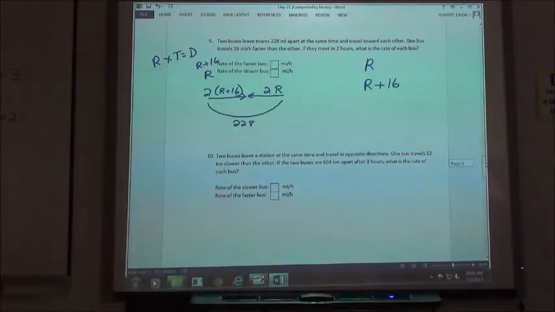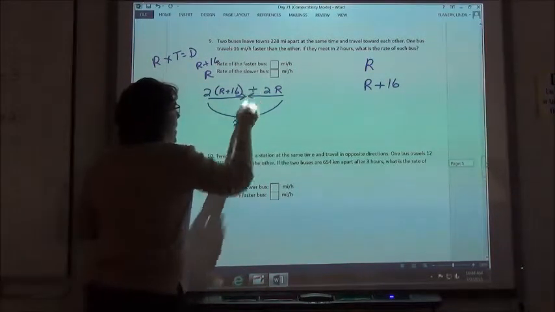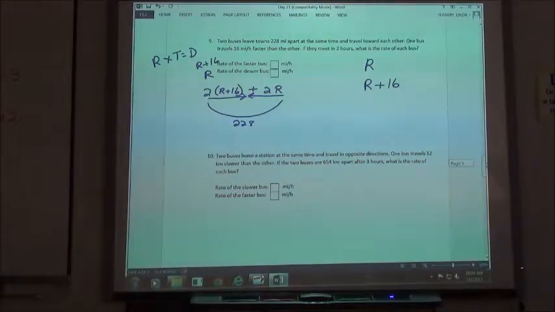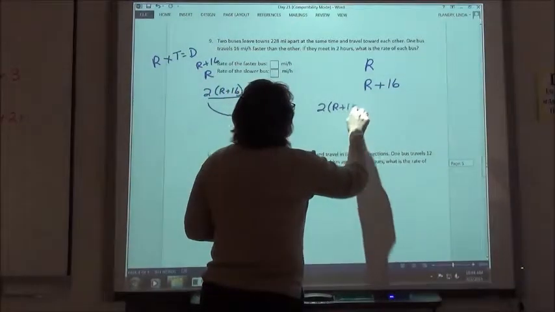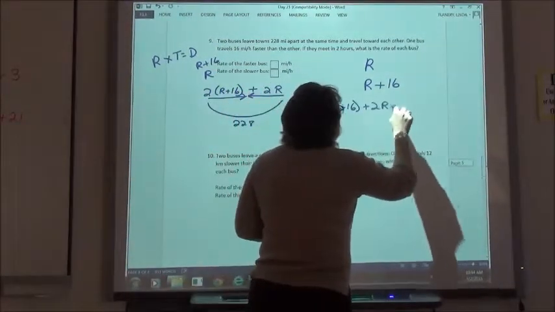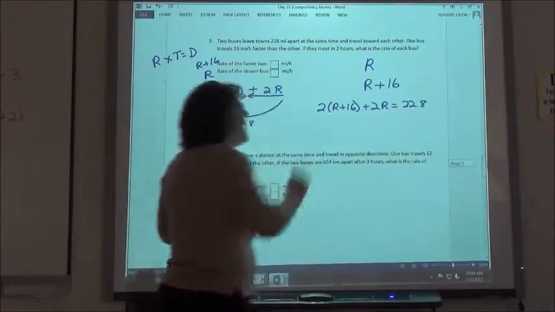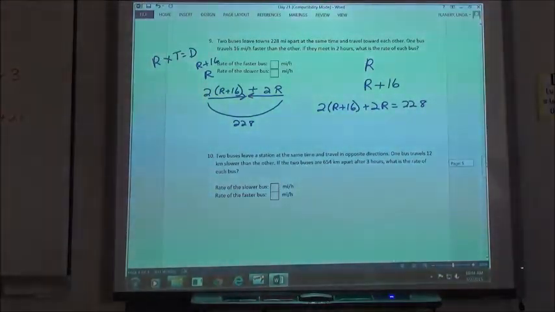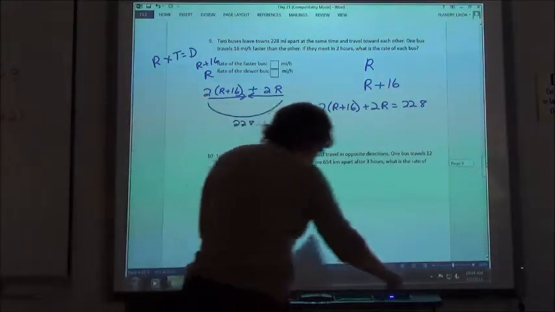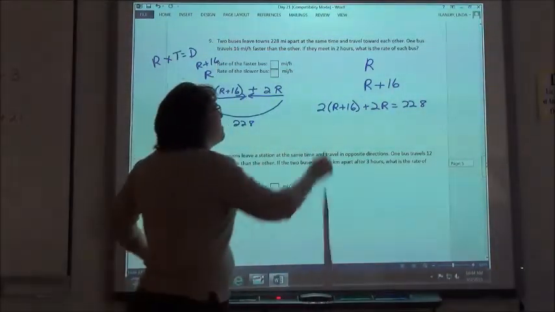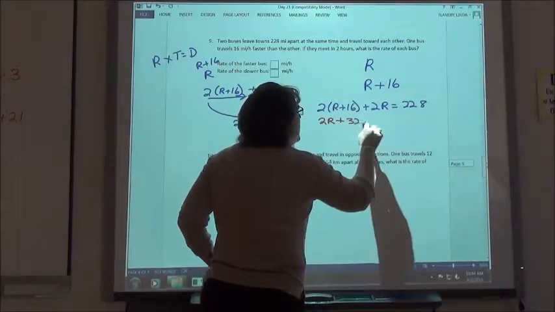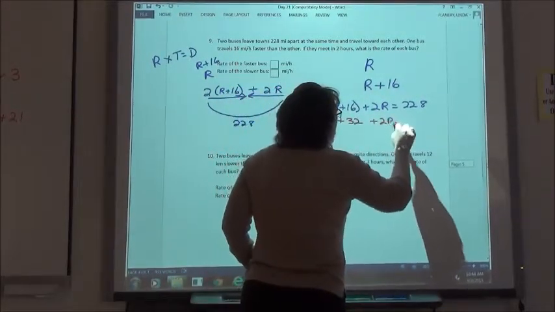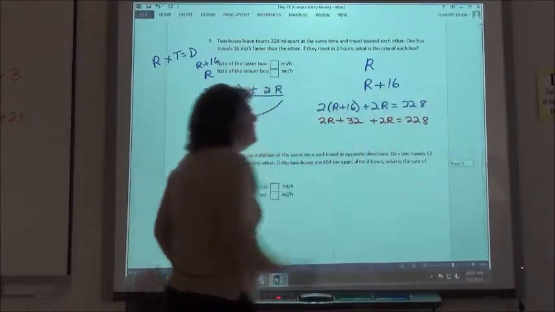Rate times time equals their distances. If I add the two distances together, I should get the 228 miles that they are apart, right? So 2 times (R plus 16) plus 2R is going to equal 228. And now I have my equation. And I got to go through all the work of solving that. So using my distributive property, 2R plus 2 times 16, which is 32, plus 2R equals 228.